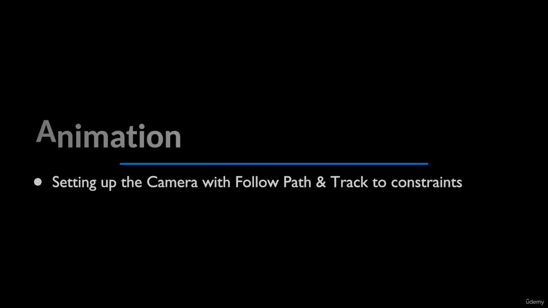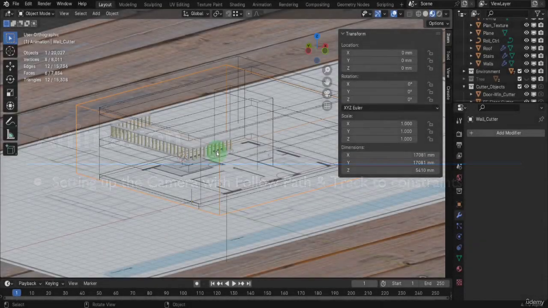In this video, we set up the camera with a follow path and track 2 constraint. Let's get started. When animating, it's always useful to do it from the camera view. After all, this is what the viewer will see while watching the animation. So it's helpful to see it from that perspective.